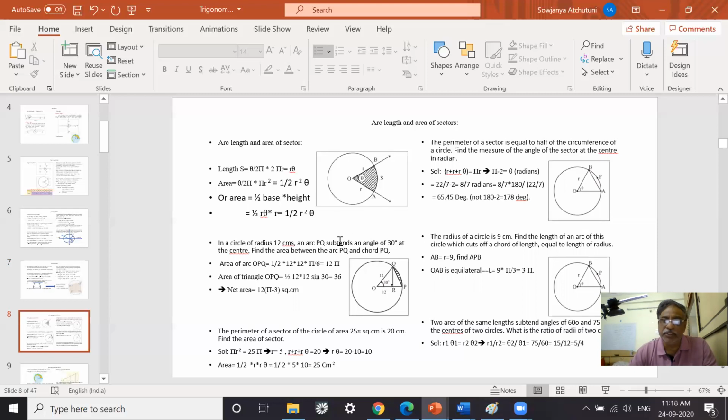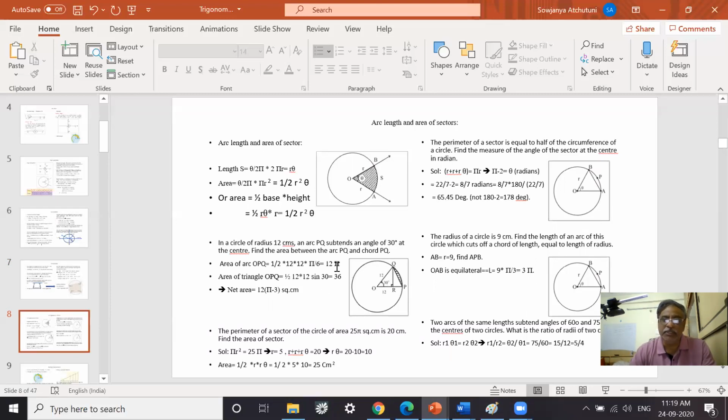So now you are asking, in this circle, there is a chord here, PQ chord. And what is this dashed area? We know the area of this arc side is half r square theta. And this triangle is half base into height, half base into 12 sine 30. So when we subtract, I get the area of this dashed portion. So how are we going to find it out? This is the triangle area, half base into 12 sine 30, and the arc area is half r square theta.